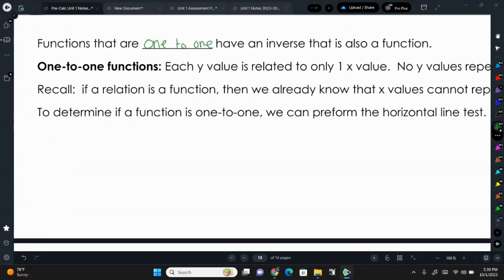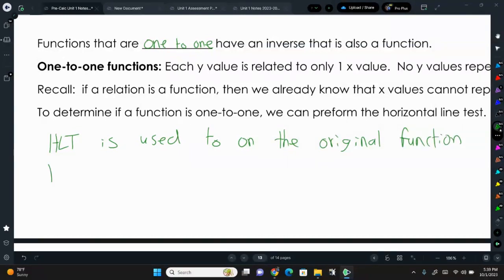And to write this down, the horizontal line test is used on the original function to determine if the inverse is a function.